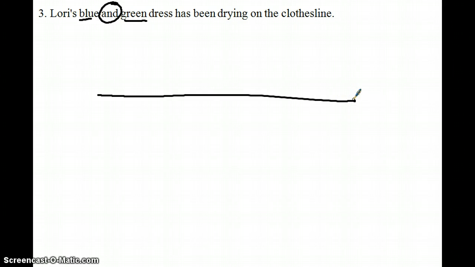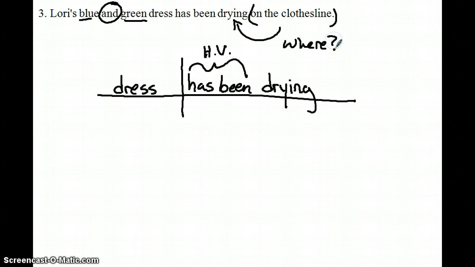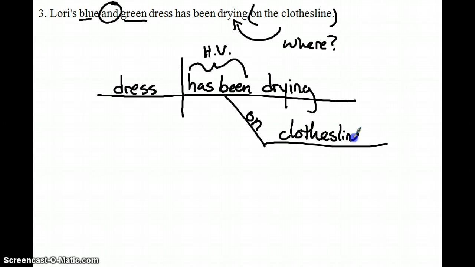What is the sentence about? It's about the dress. That's our subject. Let's diagram the predicate first. Has been drying. That's our verb phrase. Has and been are helping verbs, as a reminder, to our main verb drying. And on the clothesline answers the question where. It's adverbial. It's a prepositional phrase, so it goes underneath the verb.